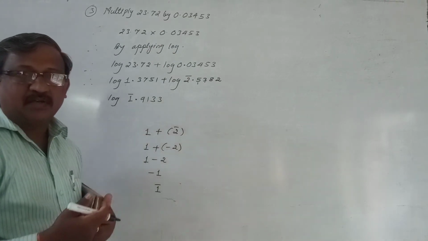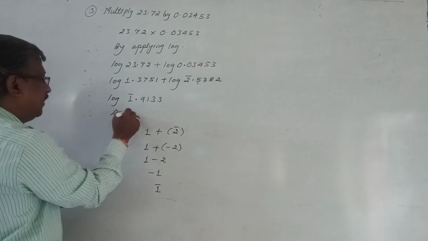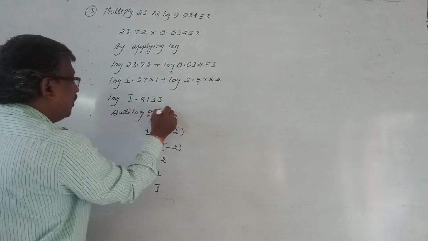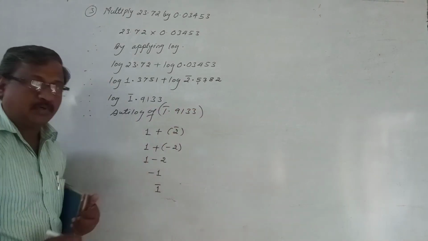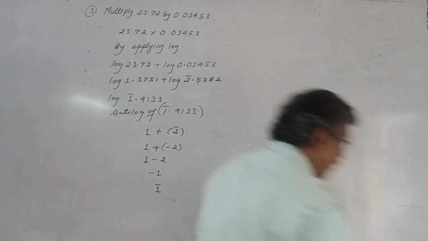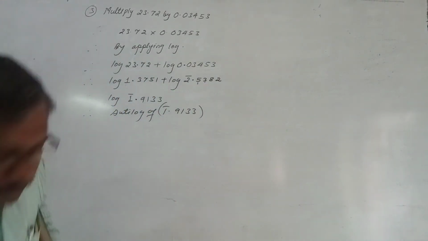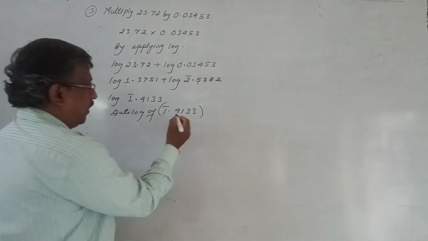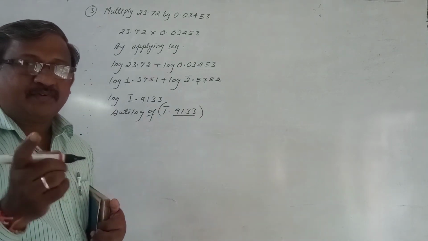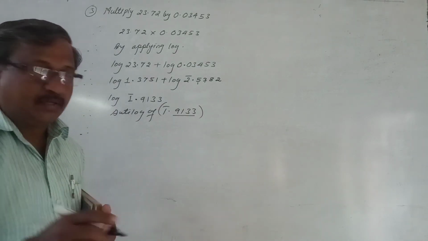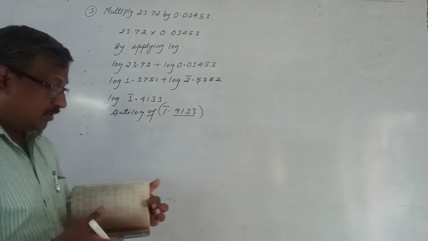Now I want the result, so you have to go for anti-log. See the anti-log of this log: anti-log of bar 1.9133. Now go for anti-logarithm. I told you that while seeing the anti-log, always we have to refer to the fractional part. Refer to the fractional part and find the value from the anti-logarithm, and the other part is used for placing the decimal point.